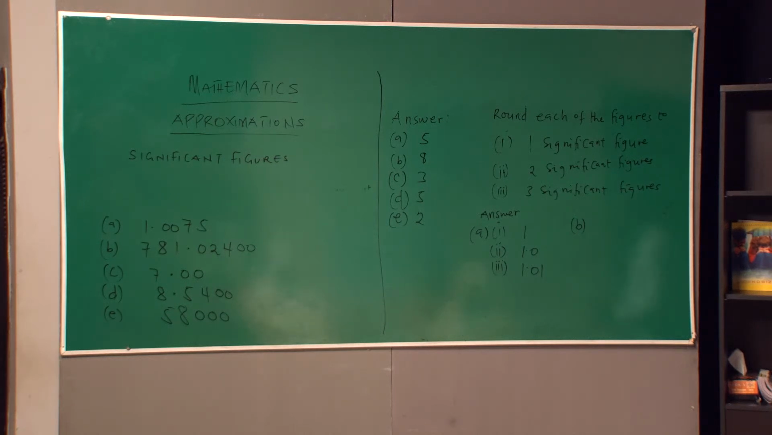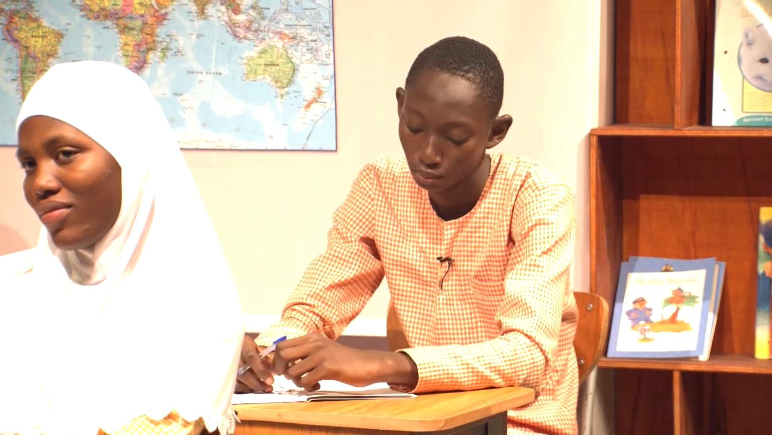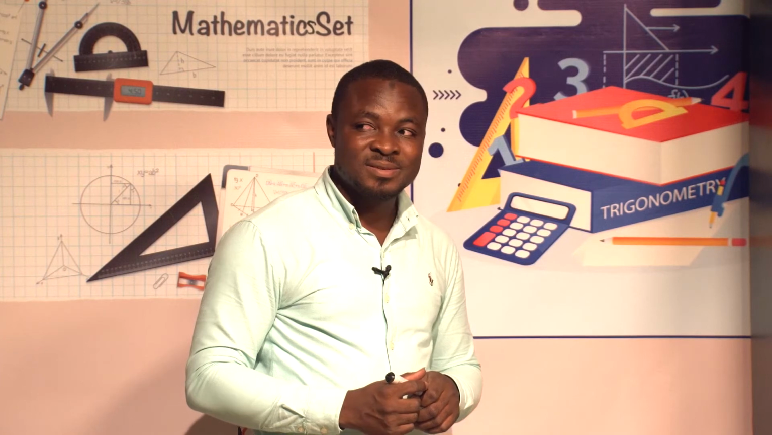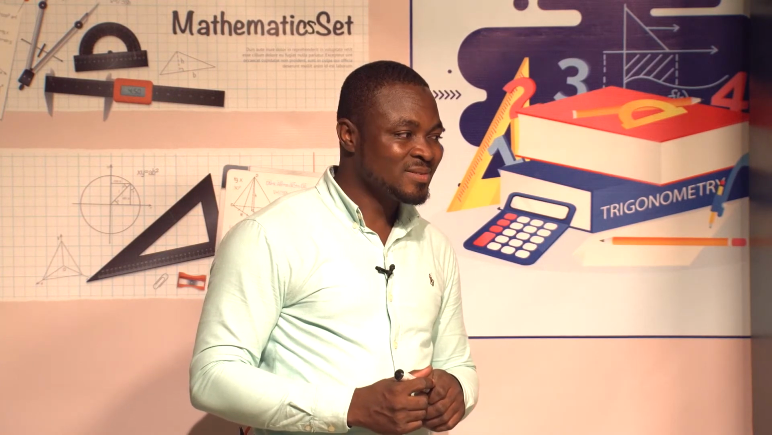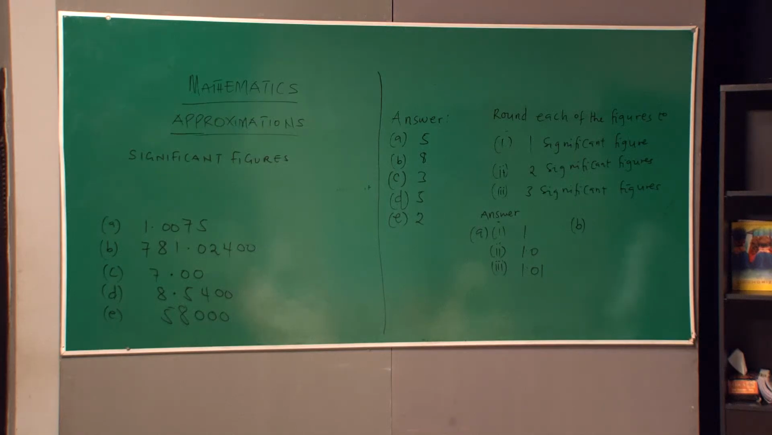Yes, one significant figure. Look at it very well and tell me what you have to do. Yes, Asifa. 7. So please, one significant figure is 7. Is that 781? Are you sure? One significant figure. 7. That is very good.